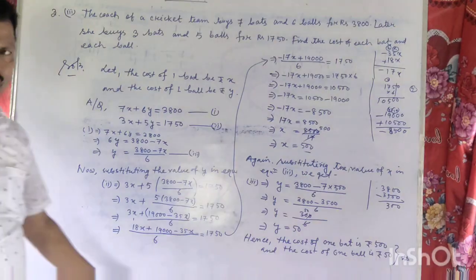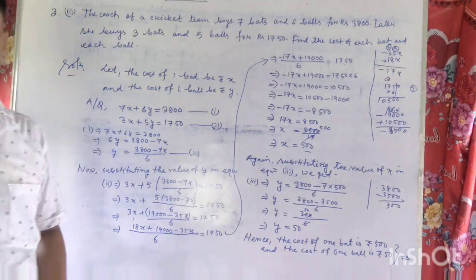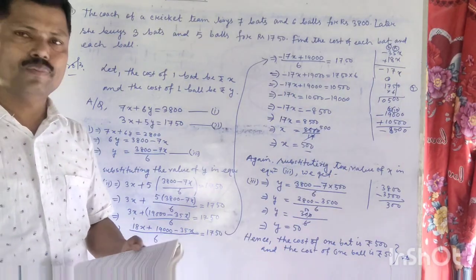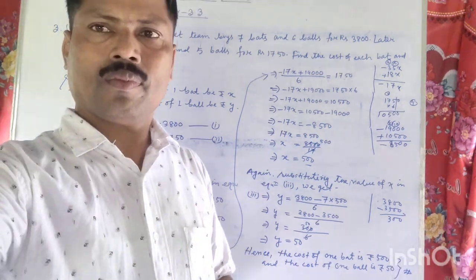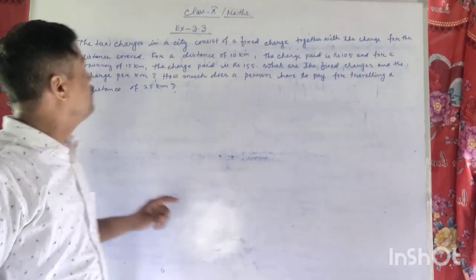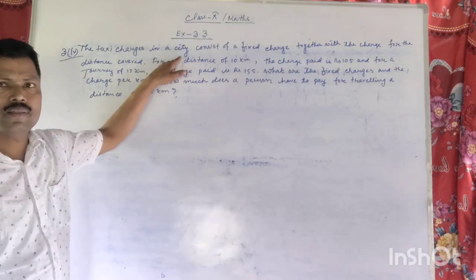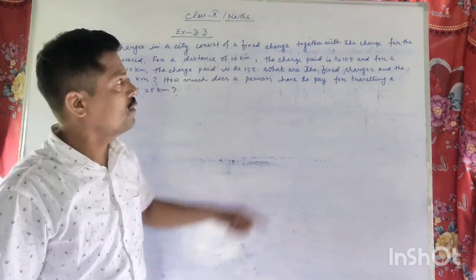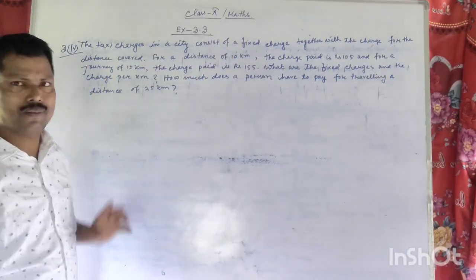So next we have to solve question number 4. So just we have to write this question first. In question number 4, the taxi charges in a city consist of a fixed charge together with the charge for the distance covered.